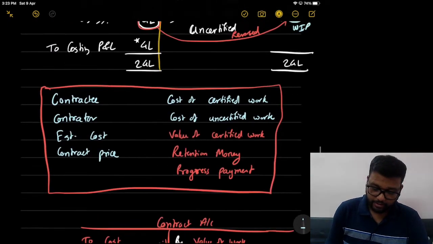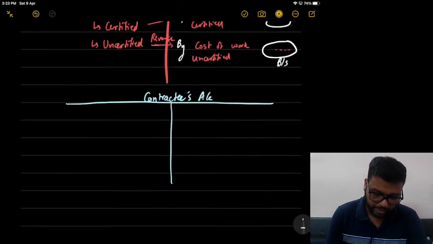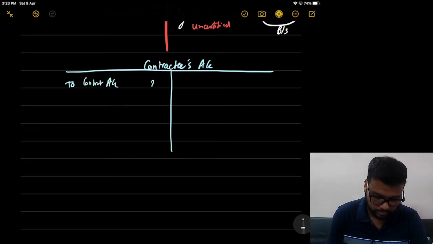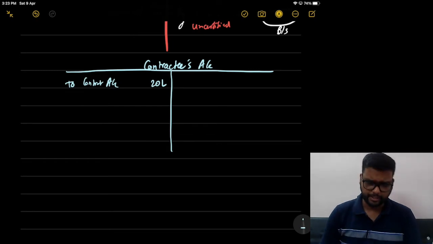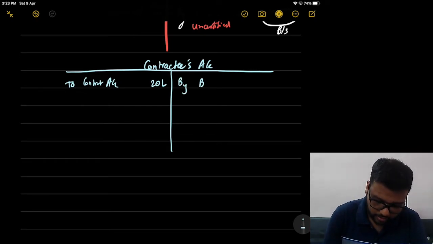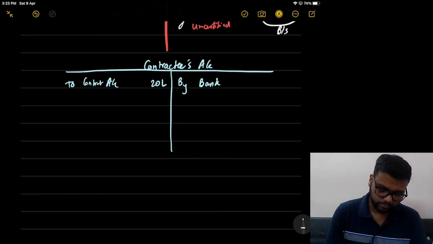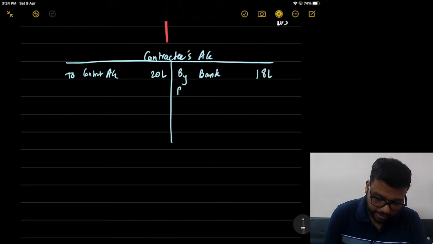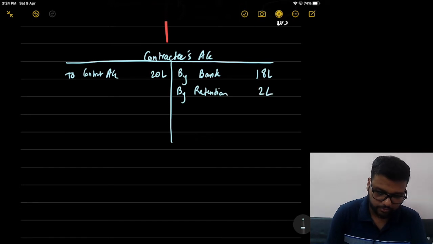Now ideally, can I say this 20 lakhs should be debited here as to contract account 20 lakhs? Yes, sir. Don't write anything, just understand. And then we should write by bank how much? Remember the question. 18 lakhs. 18 lakhs, right? And then by retention money 2 lakhs. Okay.